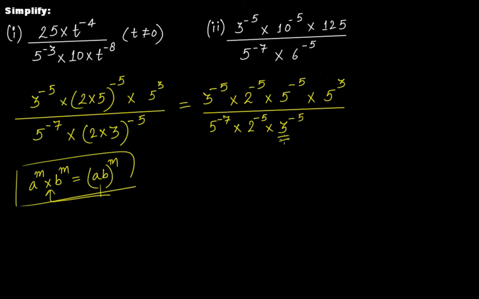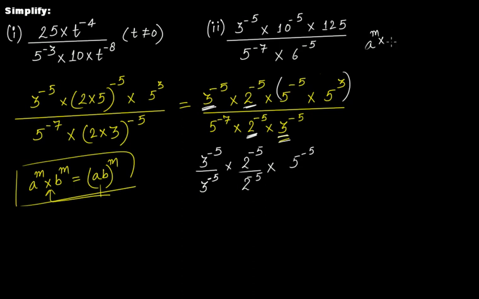Let's rewrite it. 3 is here and 3 is here. So write it as 3 raised to the power of minus 5 by 3 raised to the power of minus 5. Okay. 2 raised to the power of minus 5 is here and 2 raised to the power of minus 5 is here. So multiplied by 2 raised to the power of minus 5 by 2 raised to the power of minus 5, and multiplied by, if you look at this one, this is 5 raised to the power of minus 5. So this is actually of the form a raised to the power of m multiplied by a raised to the power of n is equal to a raised to the power of m plus n. So this is minus 5 plus 3, that is minus 2, and then you have 5 raised to the power of minus 7 here.